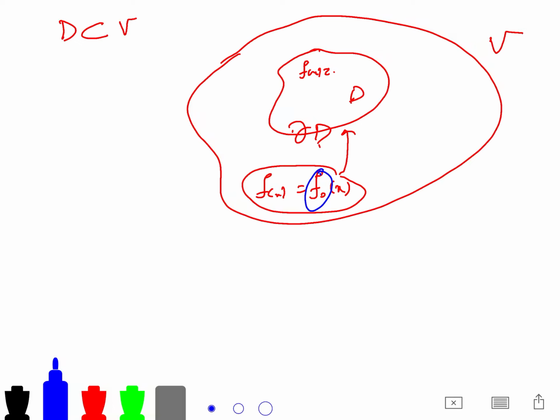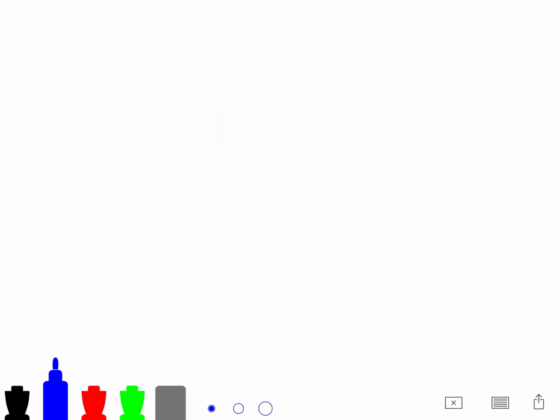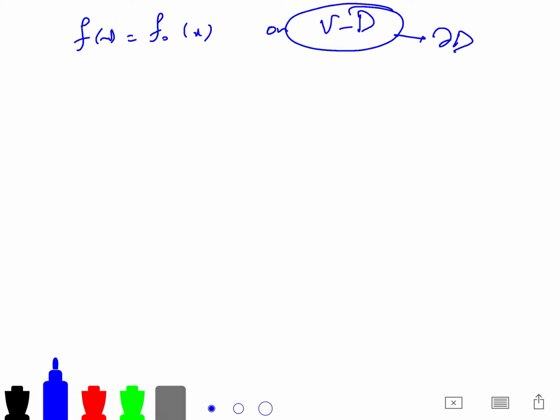allow currents to flow into D. Allow these currents to flow according to Kirchhoff laws for conservation of current. And so the divergence of the gradient of f is equal to 0 because it's the Laplacian. And so f is the solution to this one: f(x) = f0(x) on V minus D, which is just the boundary of D, and Δf(x) = 0 on D.